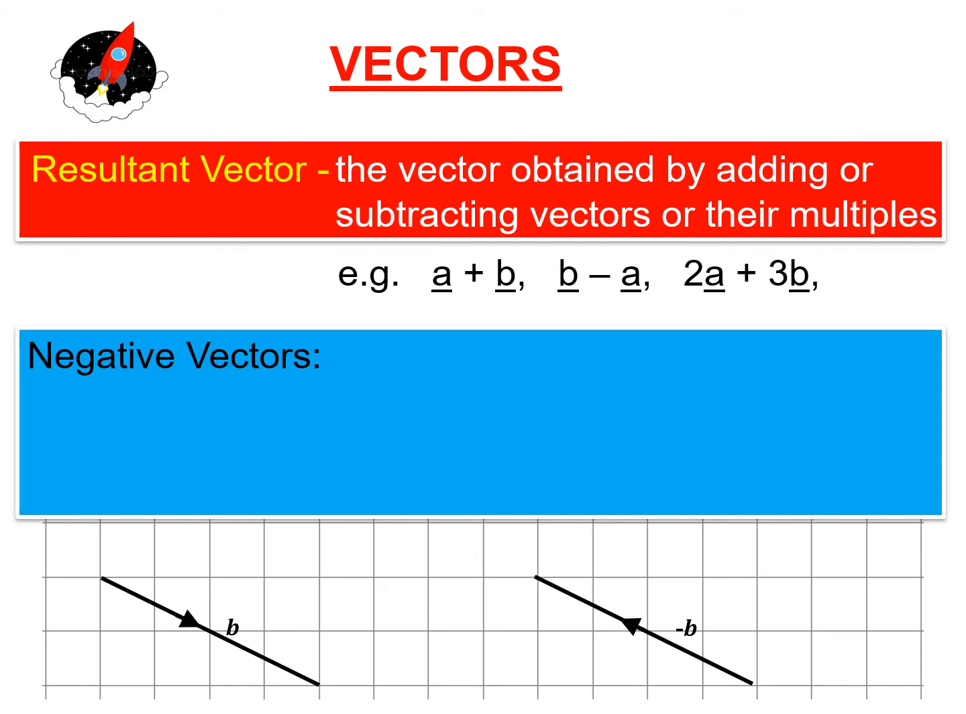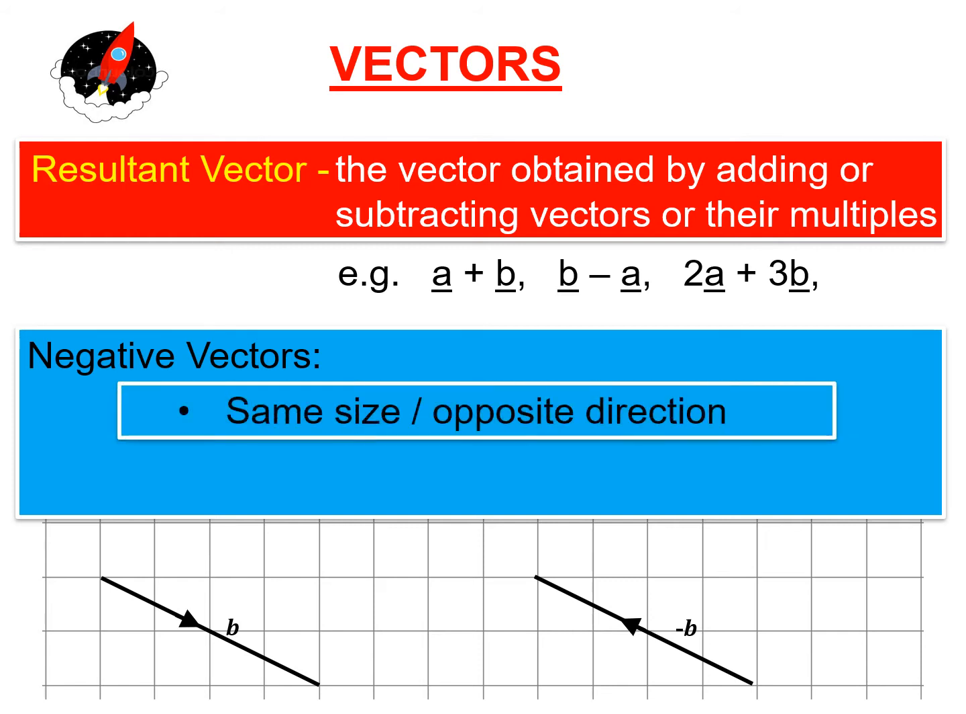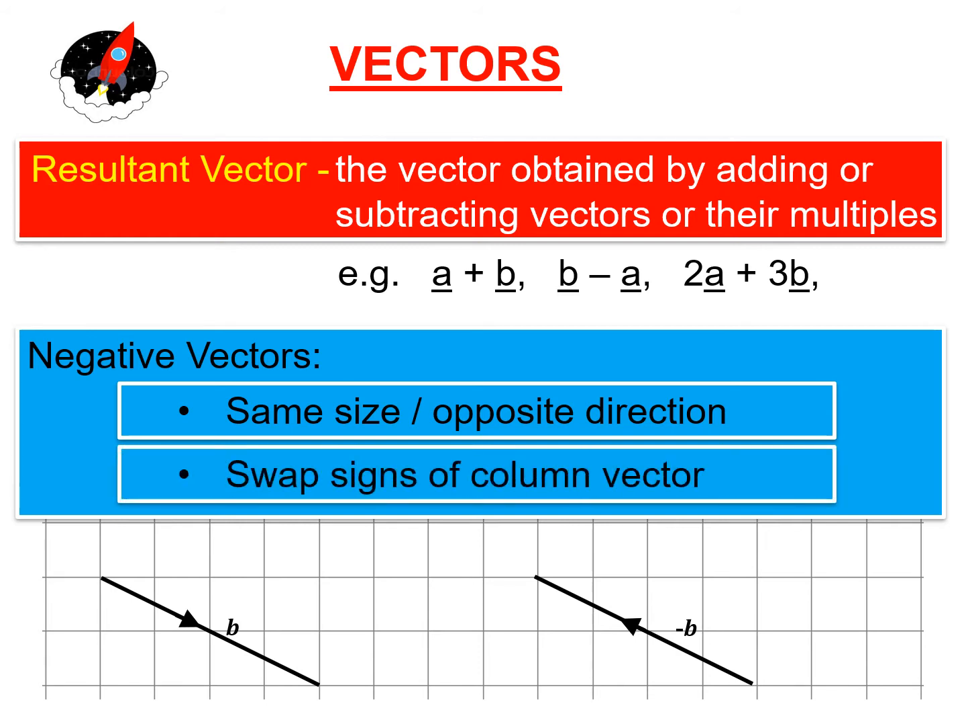The other thing was negative vectors. So if we just remember that a negative vector is just the same size but in the opposite direction. And all we do is we swap the signs of the column vector to get the negative vector. So here we have a vector B, which is from start to finish 4 to the right and 2 down. So the column vector is (4, -2). So that would mean the column vector for negative B would be (-4, 2). So think from start to finish, we need to go 4 to the left and 2 up.